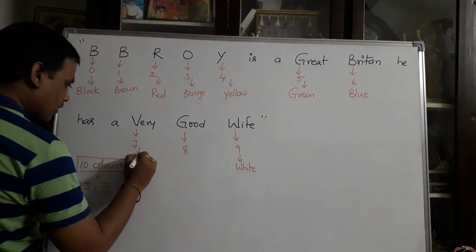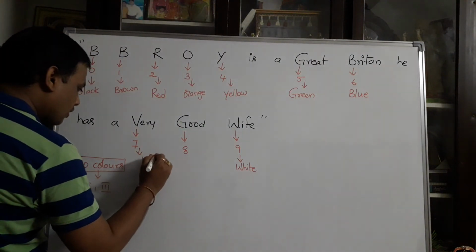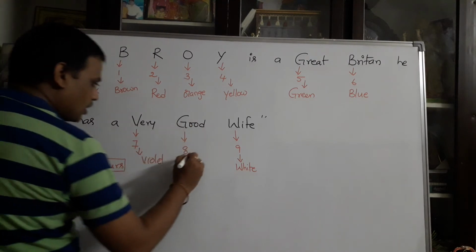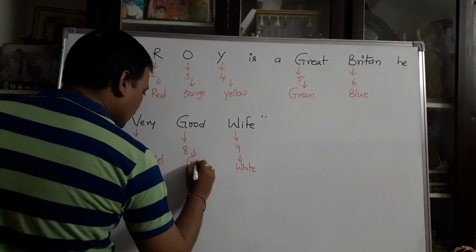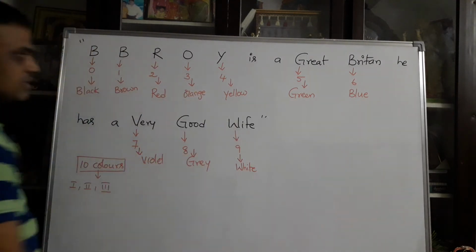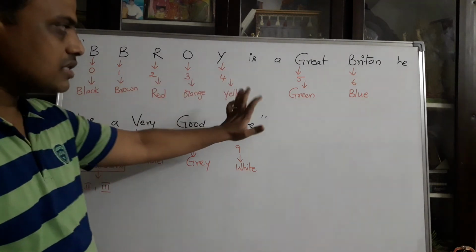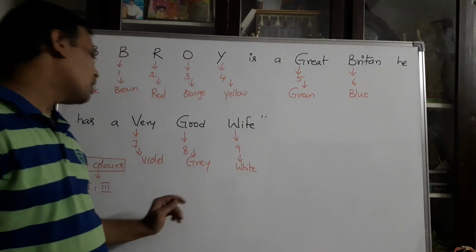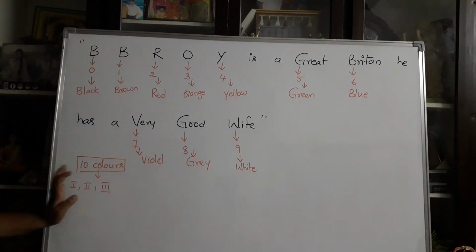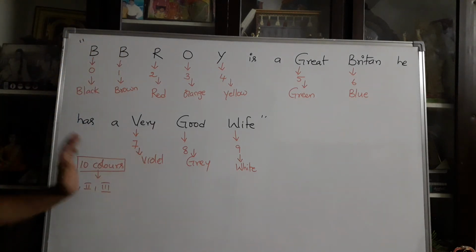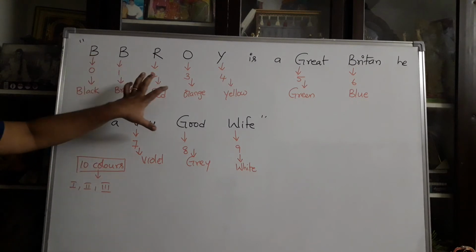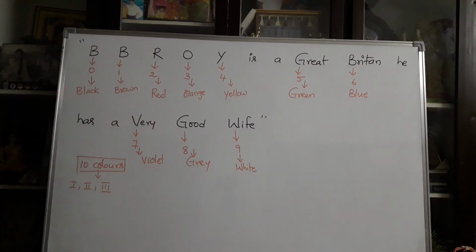V, violet. G, grey color. These are the colors. Totally, how many colors are there? Totally 10 colors are there. These 10 colors are used in the first 3 bands of colors in a resistor. So, based on these colors and these numbers, you can identify the resistance of a fixed value resistor.